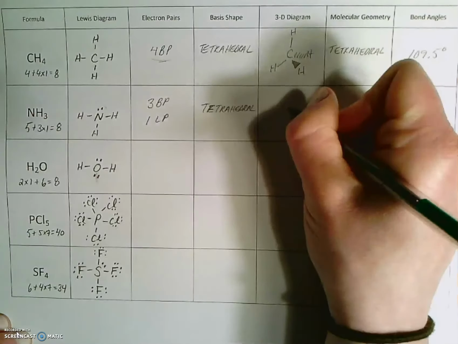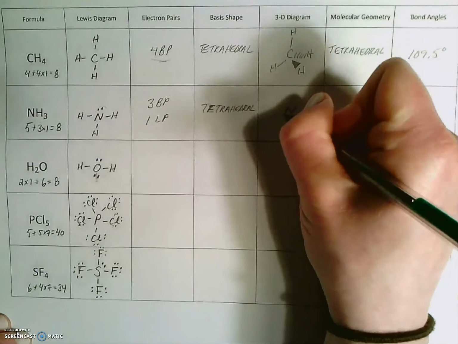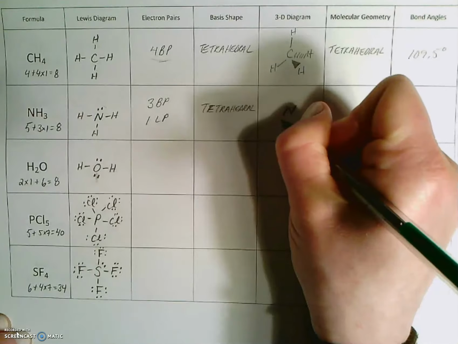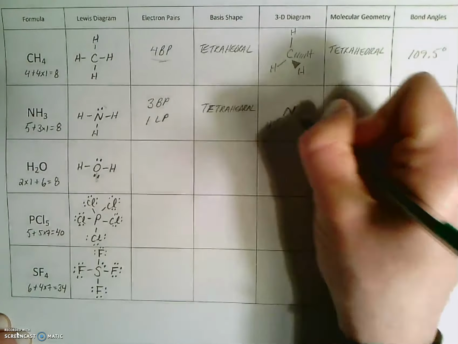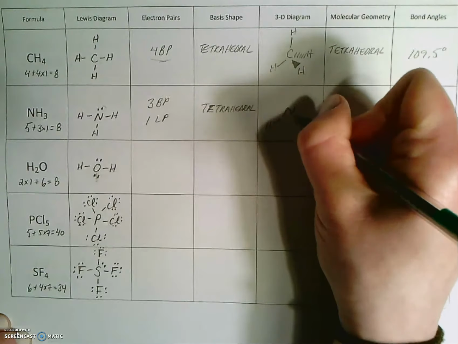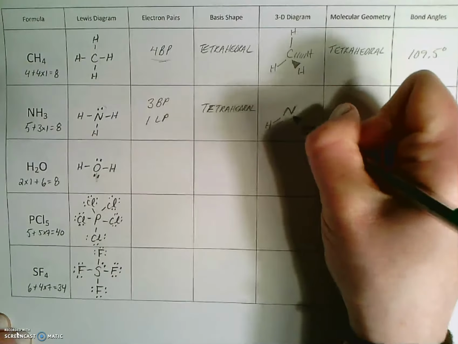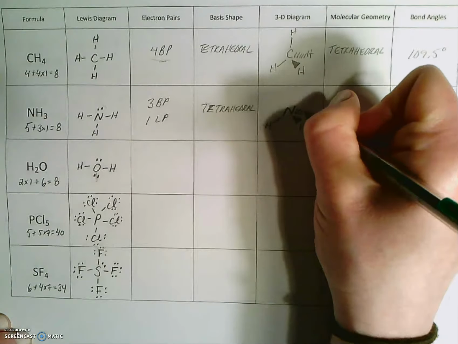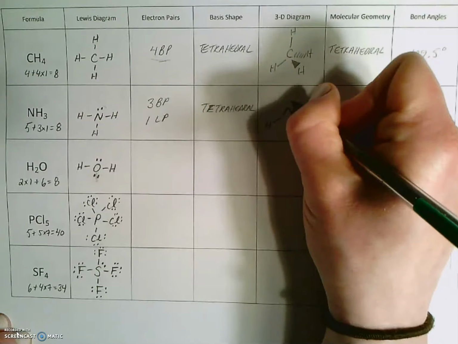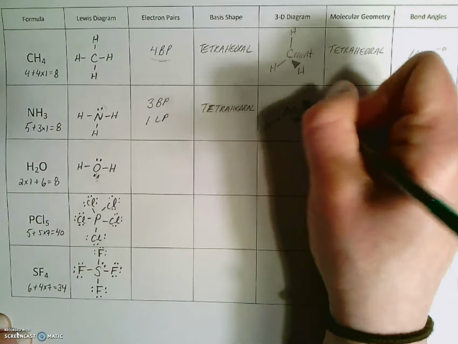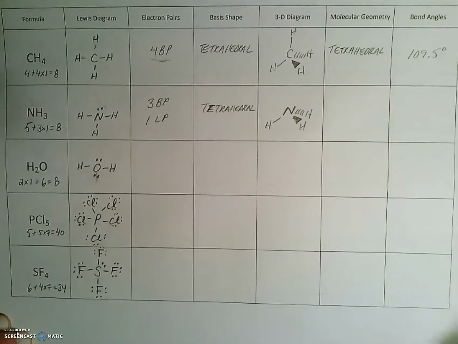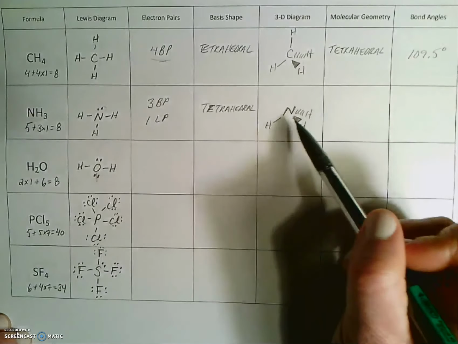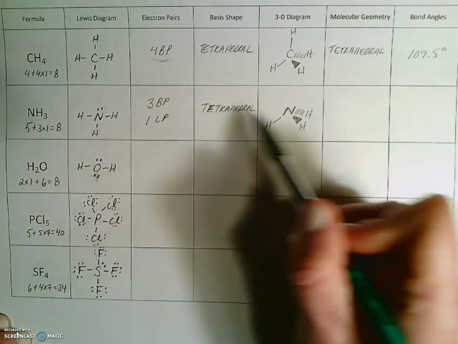So then I've got ammonia, nitrogen in the middle, and then I'm going to have 1 hydrogen in the page, 1 coming out of the page, and 1 going into the page like that. And then my lone pair on top. I don't need to fill in those lone pair electrons. Looks like that.